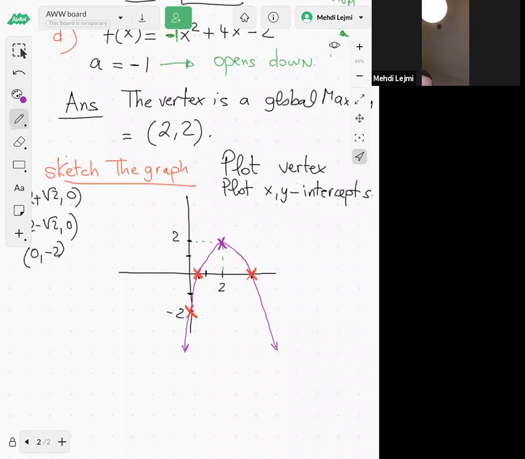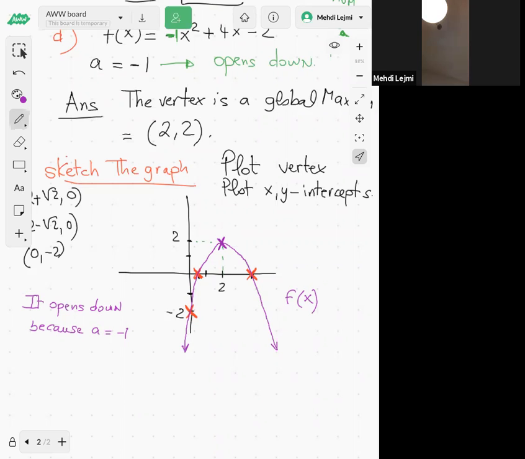So again, it opens down because A is negative. A is -1, right? It opens down because A is -1. So that's my f of x. That's the shape of the graph of f. Any questions, guys?